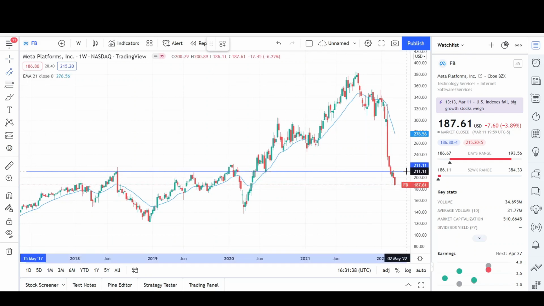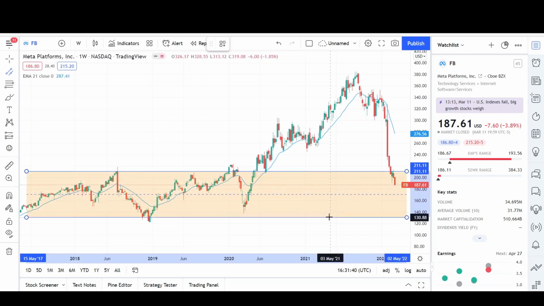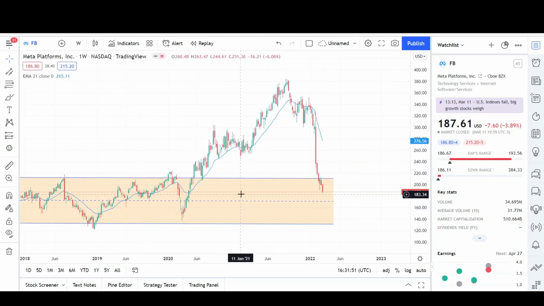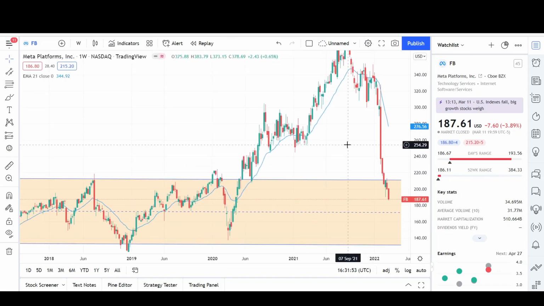So this was the range for prices, and this was the previous support level right at the 130 level. The range highs were right at the 209 level, 210 level, and then prices broke outside of the range. But now we came back inside of this orange range. So that's very bearish. You don't want to see that.